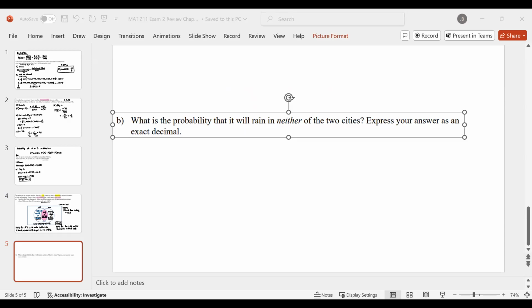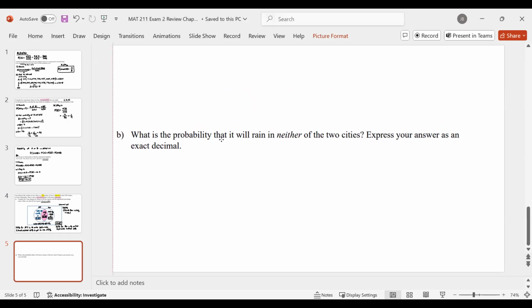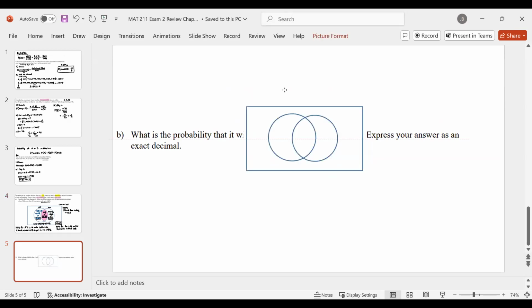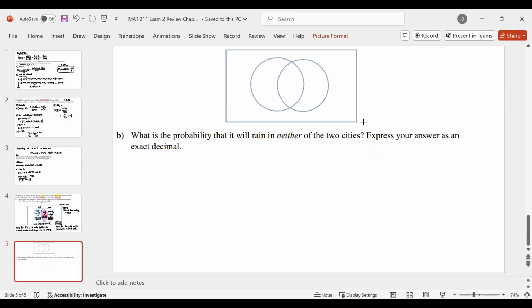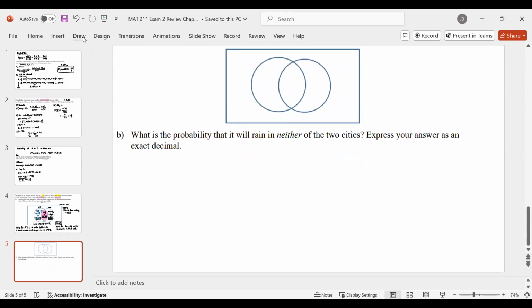So I'm actually going to remake the Venn diagram. That way we keep having it with us as we do these problems. So paste that right here. So this was New York, this Honolulu, this was 0.10, this was 0.65, 0.20, 0.05, and then this is 1. So the question is, what is the probability it will rain in neither of the 2 cities?